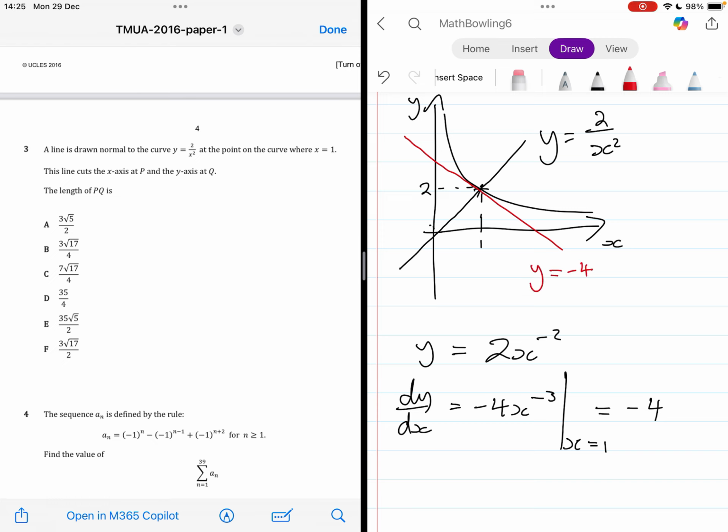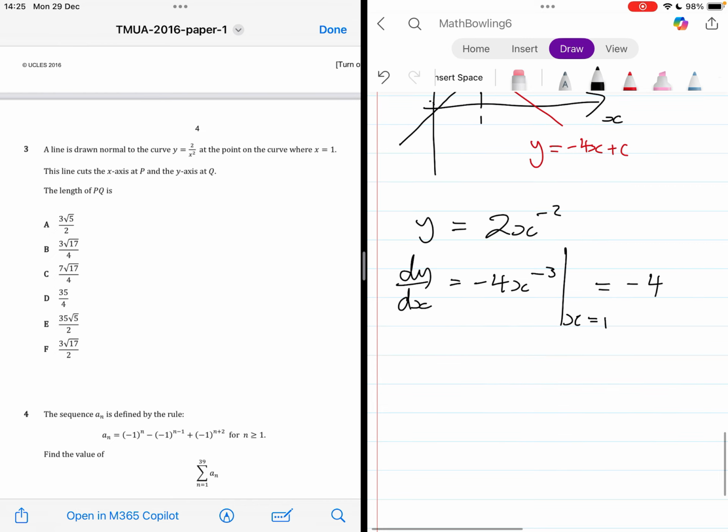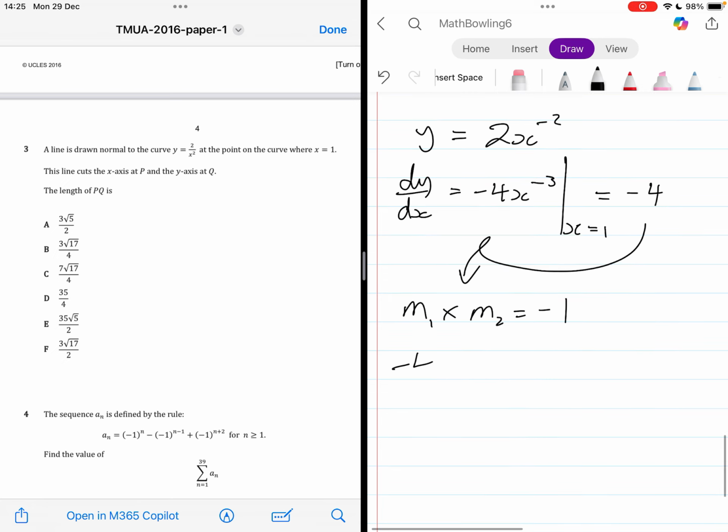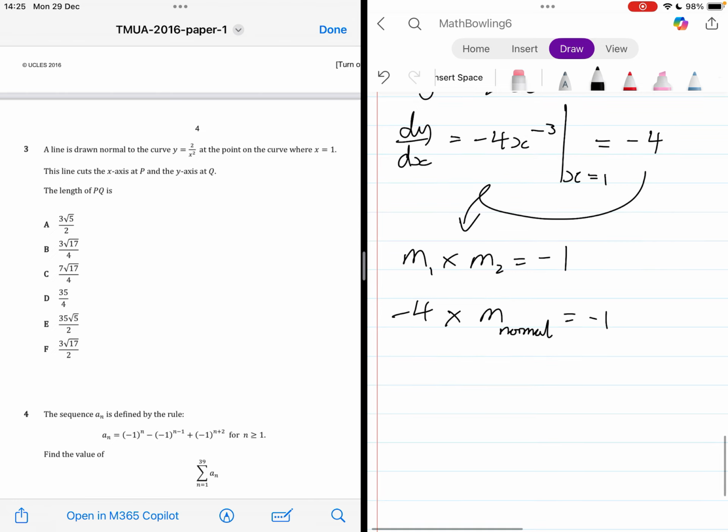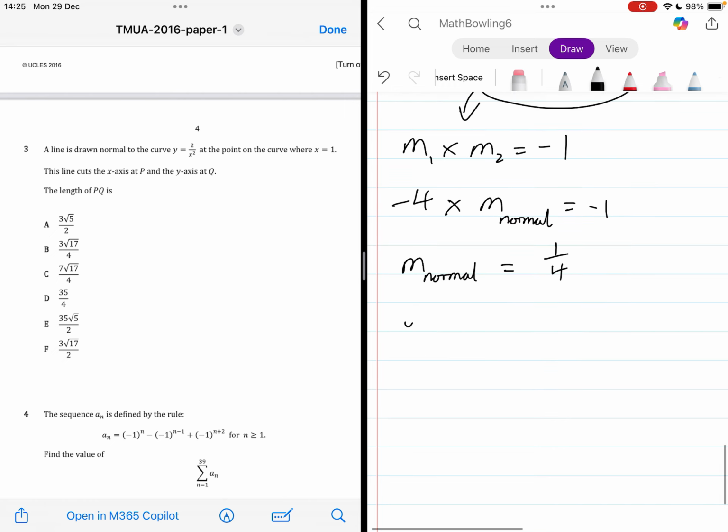So y equals negative 4x plus c. Our normal, if you remember perpendicular lines from GCSE, m1 times m2 equals minus 1. Minus 4 times the normal gradient equals minus 1. So that means that the gradient of the normal that we want to find is going to be a quarter. So we have y equals x over 4 plus c. I'm using c again. I've already used it before, but it doesn't really matter.